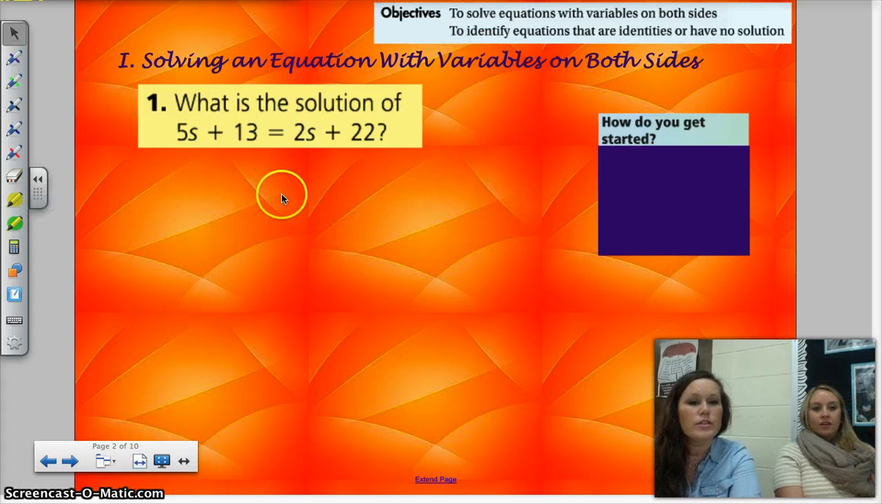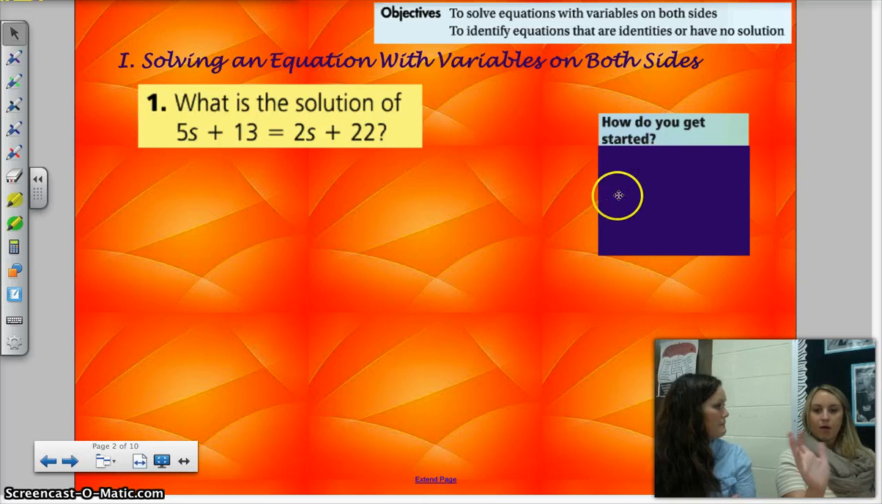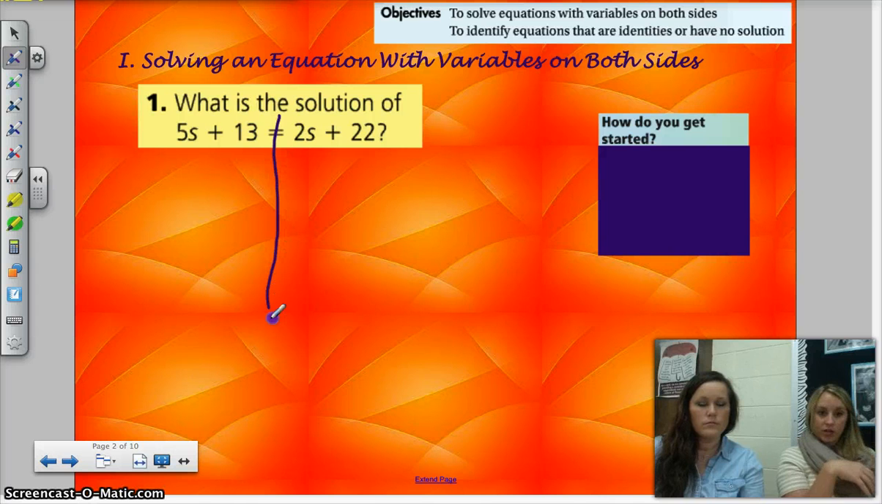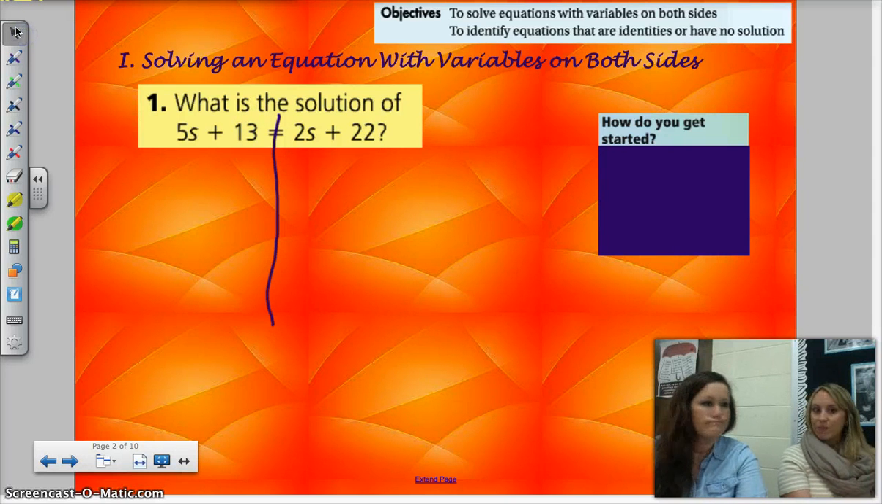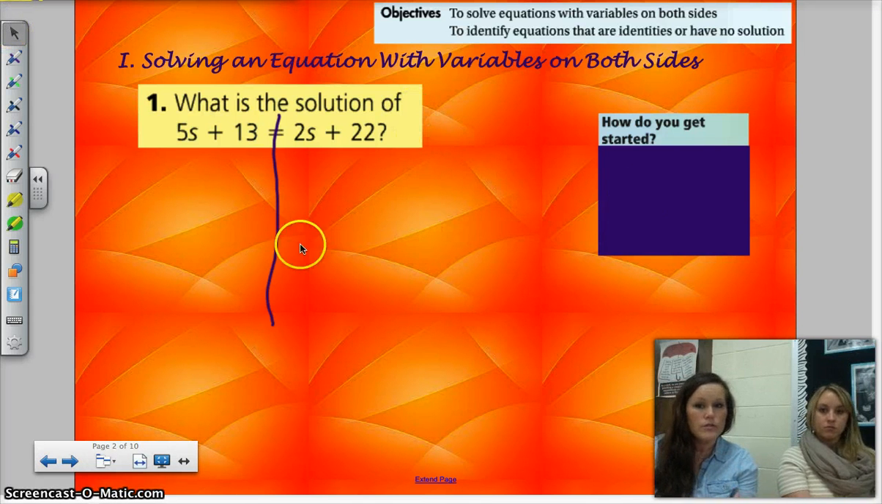So we're going to start with: what is the solution of 5s + 13 = 2s + 22? On these types of problems, I think it's really easy to make a straight line down from the equal sign, so that it reminds you that what you do on one side, you have to do on the other. We're doing the same thing that we have been doing. Ultimately, I've always said letters to one side, numbers to the other. I always start in the same spot, but if you have a method that works for you, you do that.